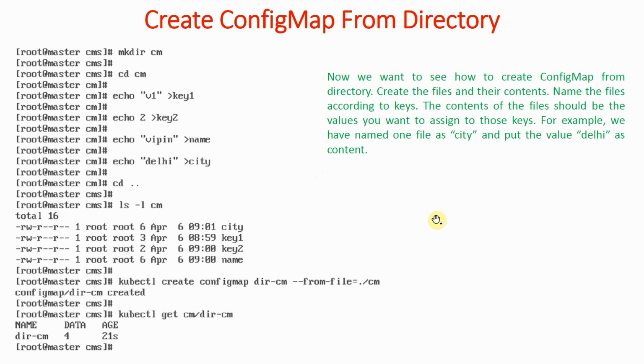Now we will be seeing another option of creating the config map, that is by using a directory.